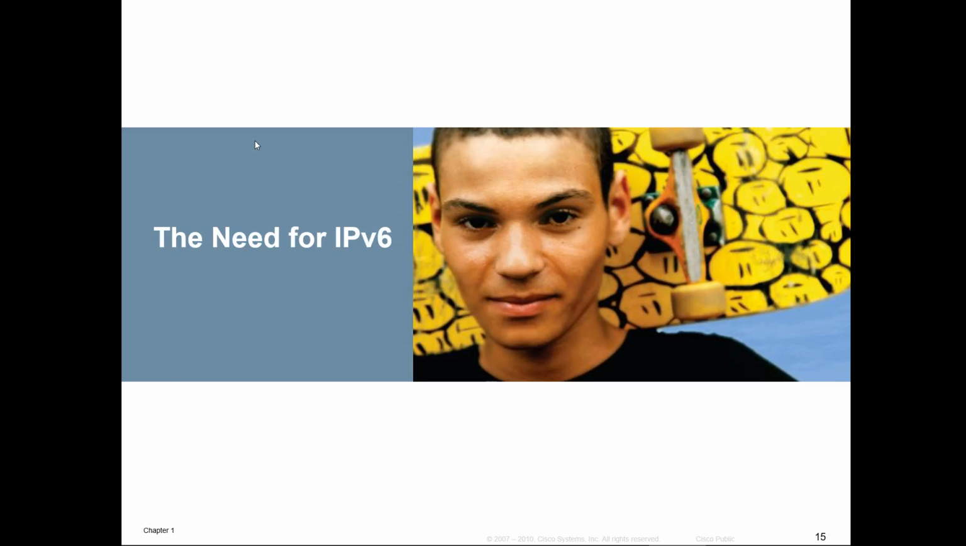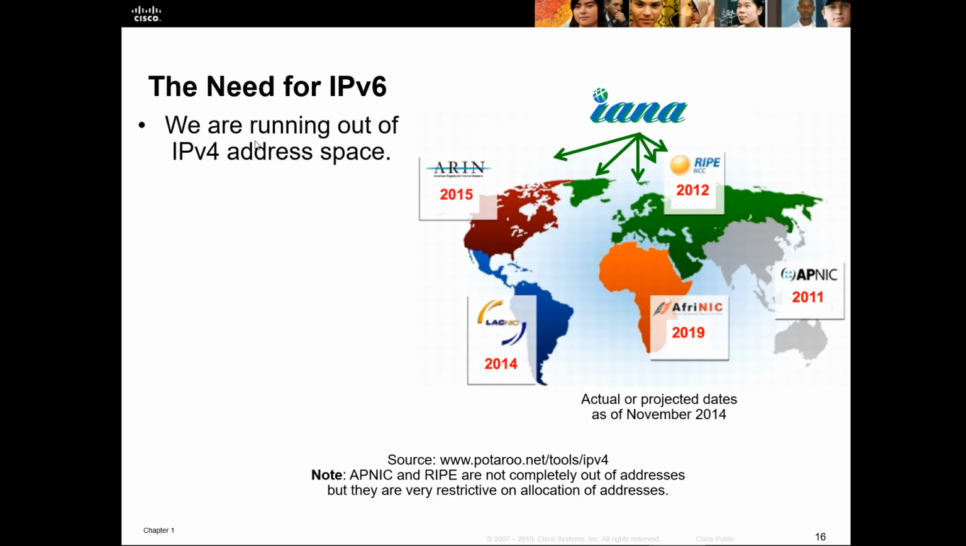So, the need for IPv6. This is an important thing. Why do we need to worry about IPv6? We have 4 billion addresses. Isn't that enough? The problem is that we're running out of addresses. That's a huge thing. These numbers were projected in November of 2014. That means ARIN, the American registry, was expected to deplete its addresses in 2015. Latin America, 2014. Most of Asia, already depleted. Most of Europe, already depleted. And Africa by 2019.